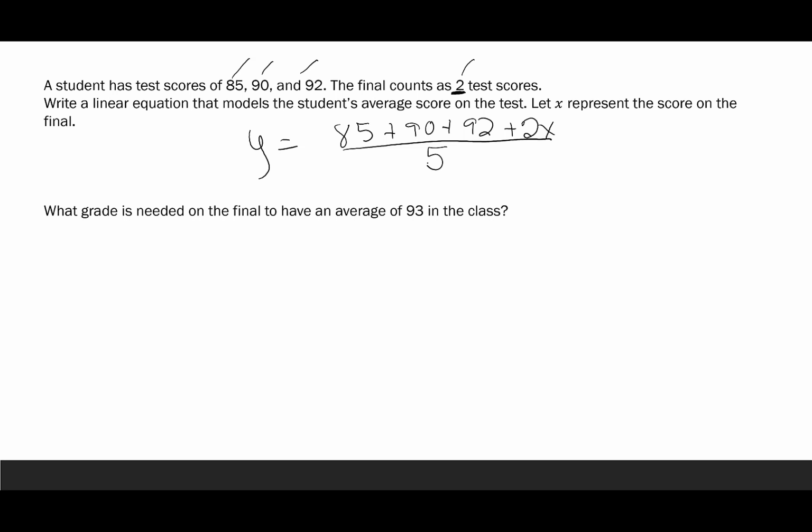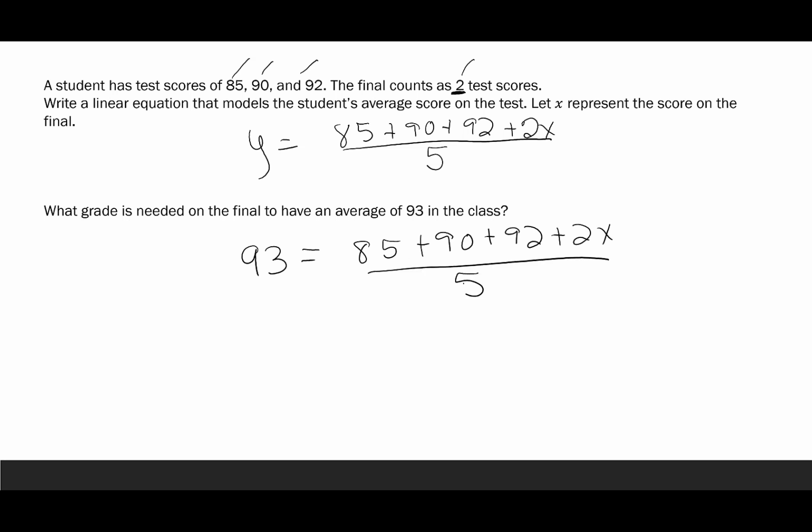And then we're going to decide what grade we need in order to average a 93. So let's go over here instead of y and say this is 93, and this is 85, and 90, and 92. And then whatever we do on the final, that's what we're trying to figure out, divide by 5. A nice first step is just go ahead and add up these numbers. That would give me 267 plus 2x over 5 is 93.